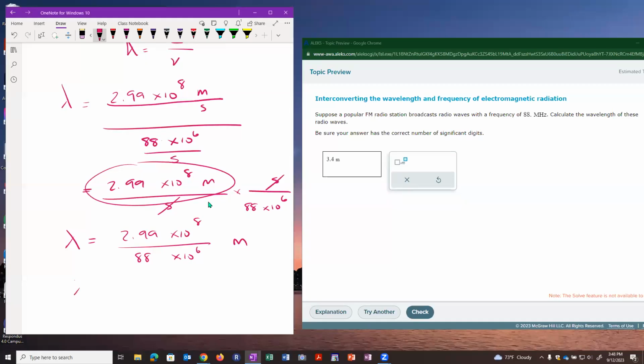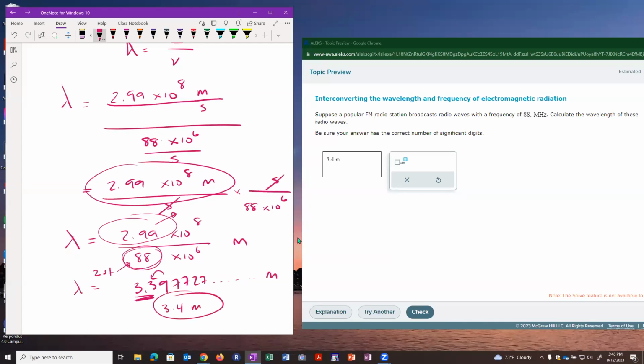So if I plug that into my calculator, I get 3.39772... and then meters as my unit. I want to make sure I round this to the correct number of sig figs. I use the speed of light, and I use this value that was measured. So this has essentially an unlimited number of sig figs. This one has 2 sig figs. So my final answer then needs to be rounded to 2 sig figs. So this would be 3.4 meters as my wavelength for that particular answer.